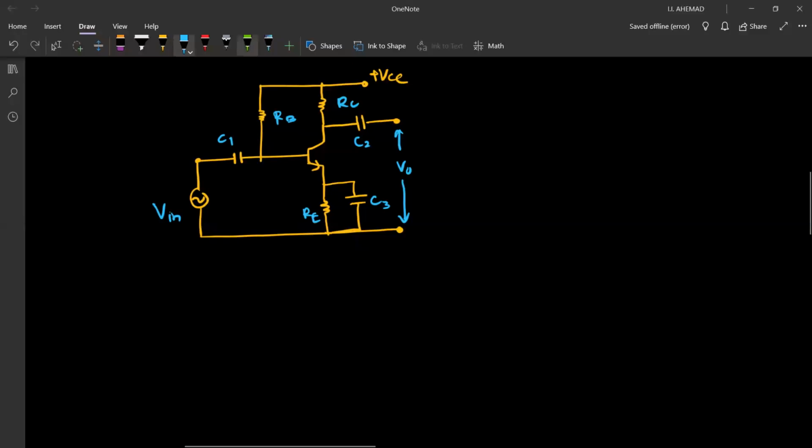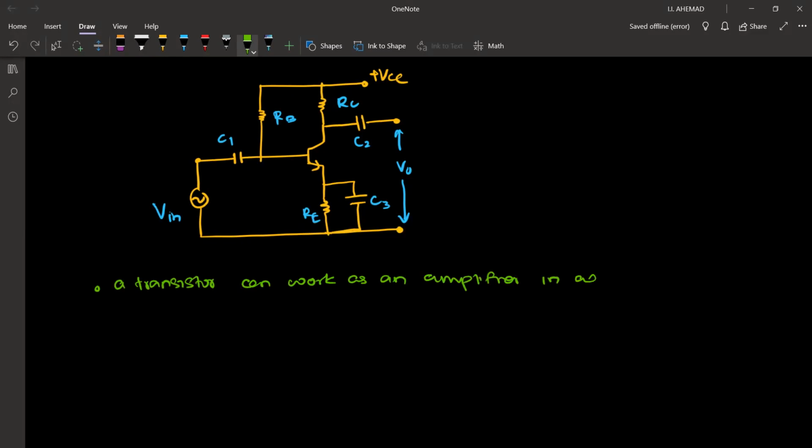So we know that a transistor can work as an amplifier in active mode. That is very important. Only in active mode, okay? Not in saturation or cutoff. Only in active mode, this works as an amplifier.